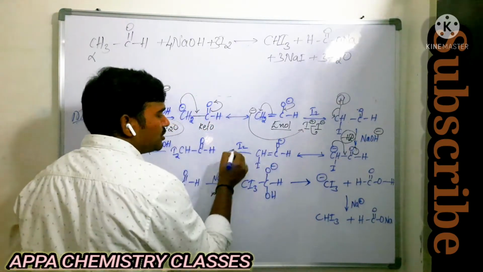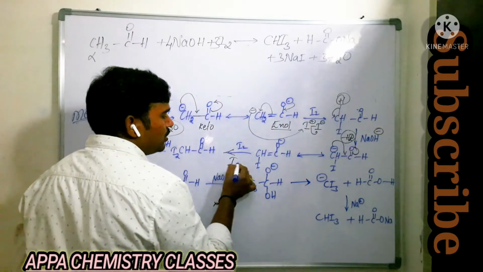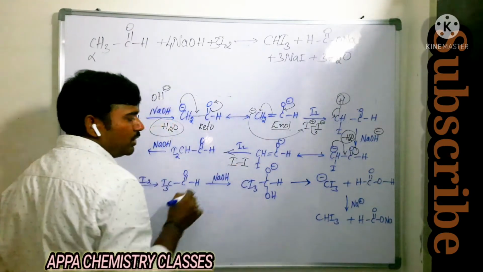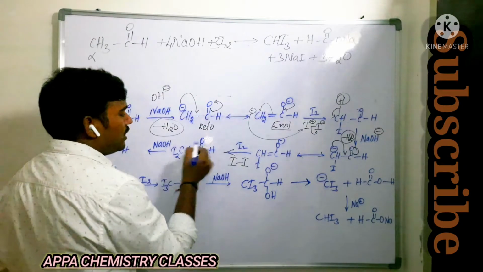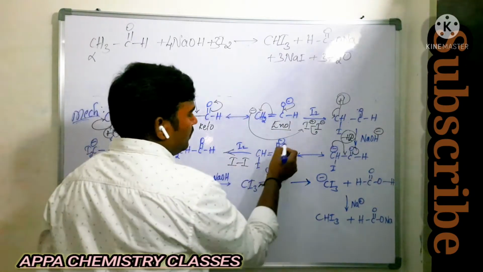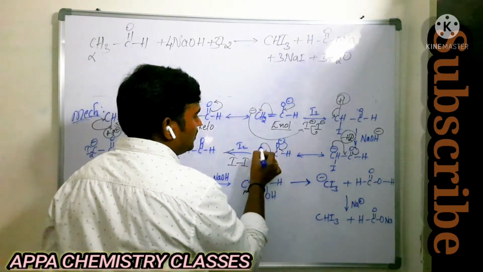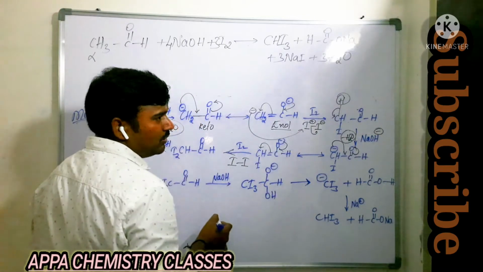Now again what happens? 1 more mole of iodine. This iodine contains 2 iodine atoms. Now in this case what happens? Here, the bond which is shifted here, this pi bond, is shifted onto this carbon.